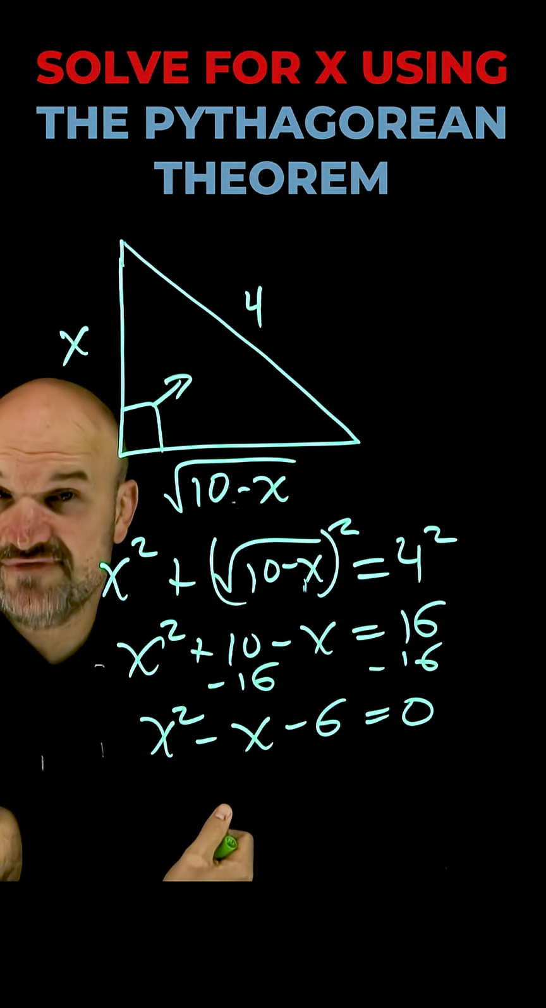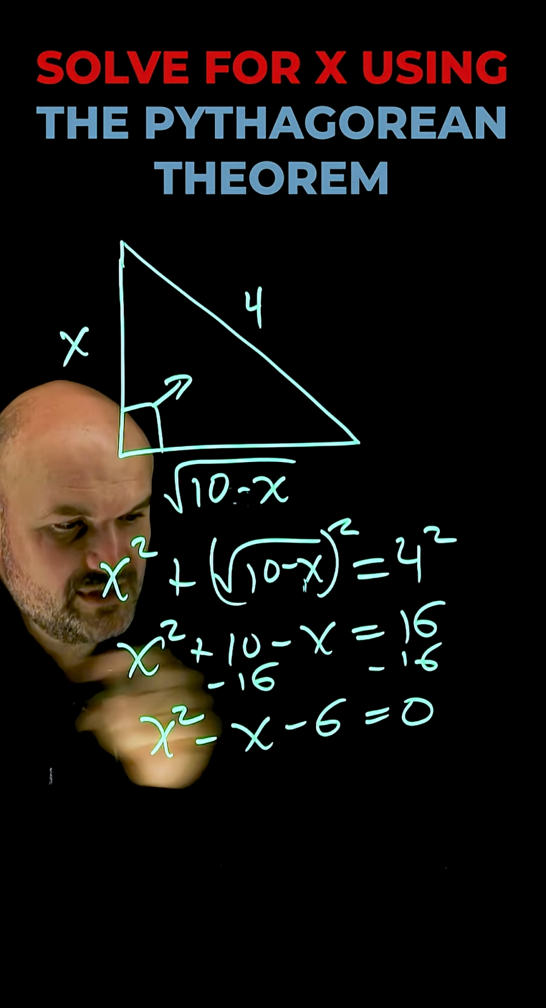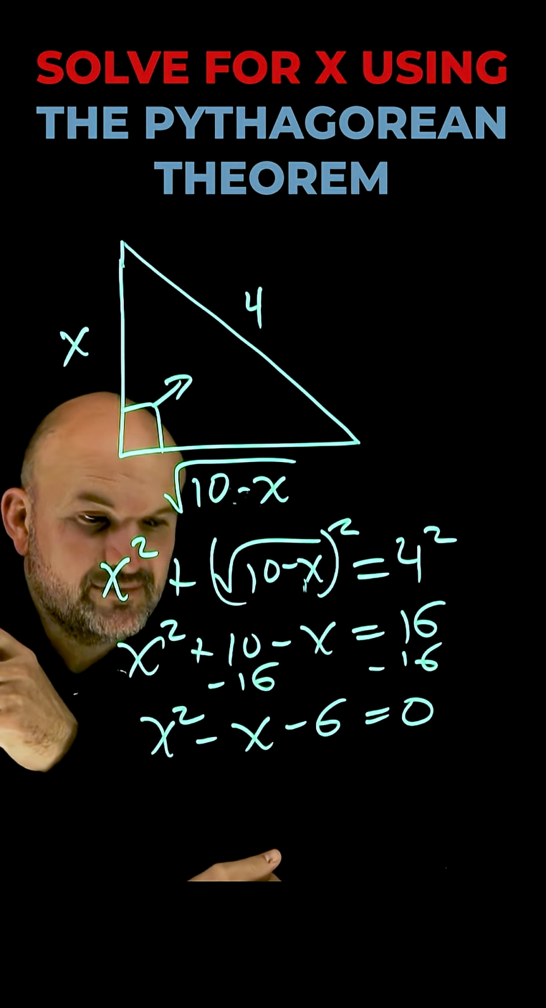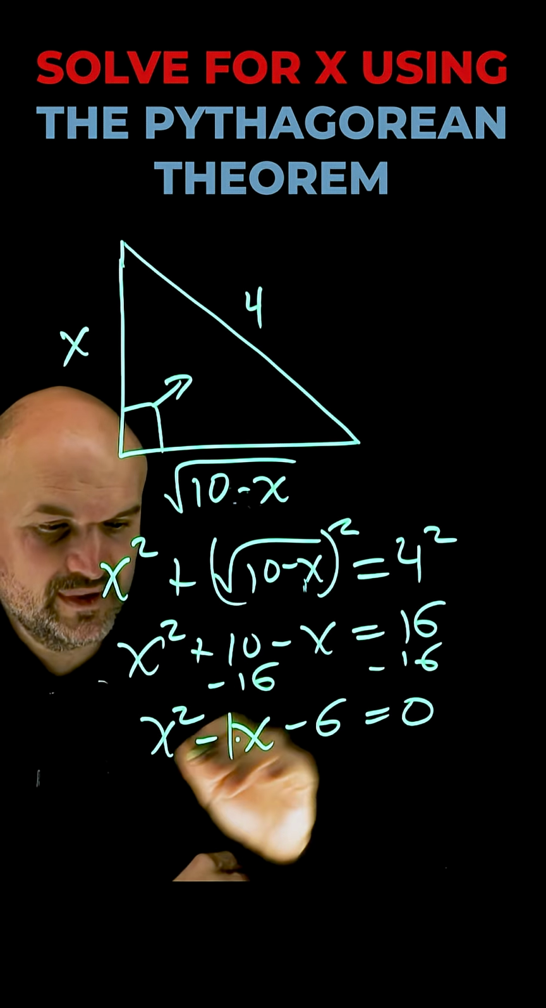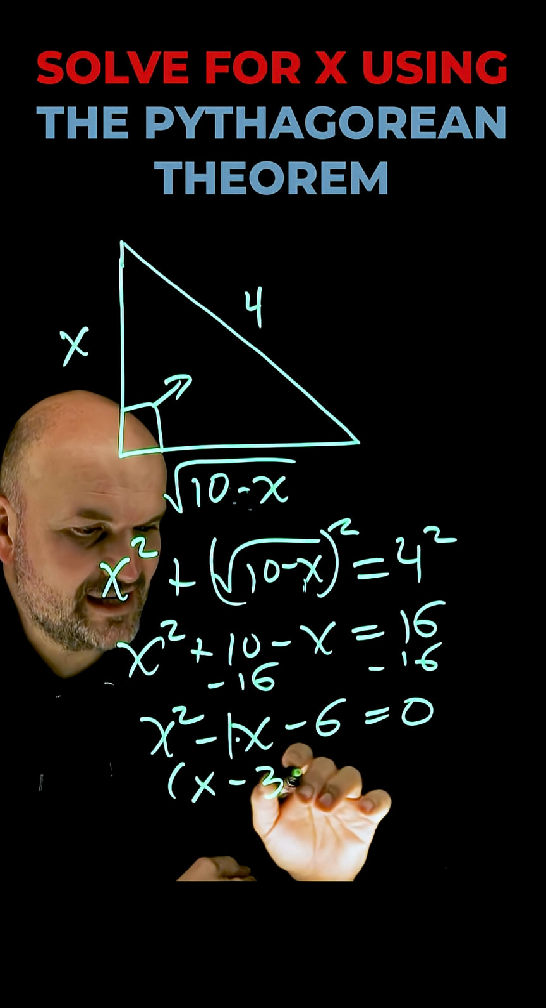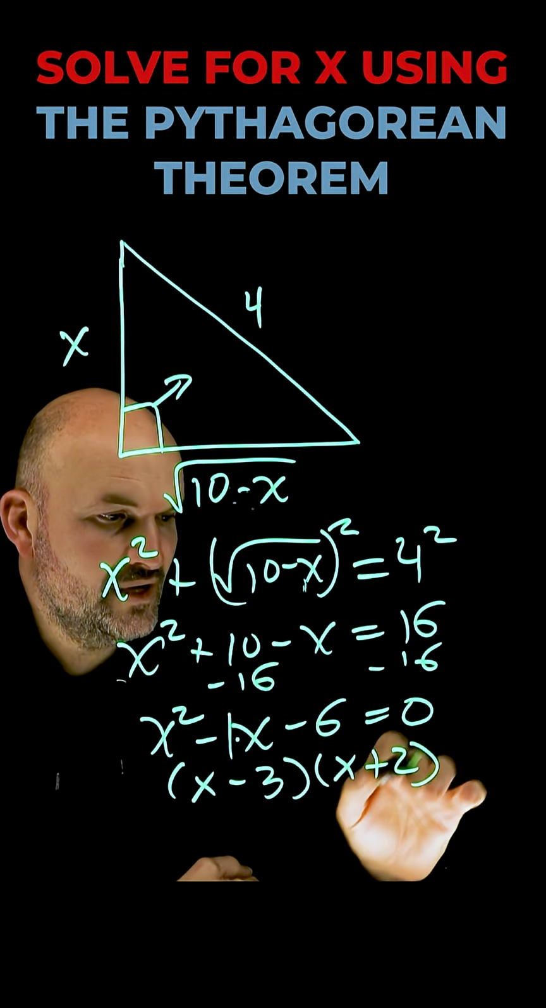Now I want to see, is this factorable before I go to any other methods? What two numbers multiply to give me a negative 6, but then add to give me a negative 1, because that is the coefficient of my middle term? I see I can factor this into x minus 3 times x plus 2 is equal to 0.